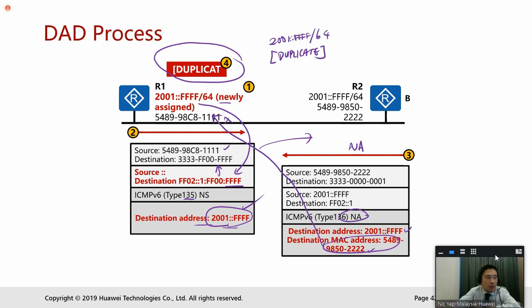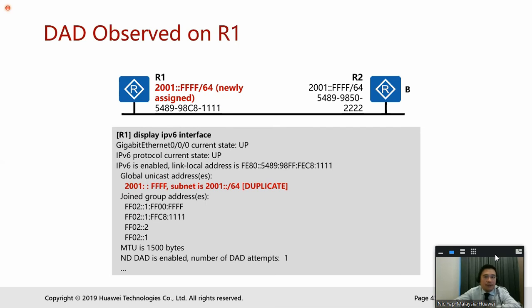This is how it looks when observed on R1. This is how you see this address. It is duplicate. You have a duplicate of this address. You cannot use it. You need to reassign an address. Okay, reassign a new address that is not a duplicate. That is the DAD observed on R1. So this is how DAD works.